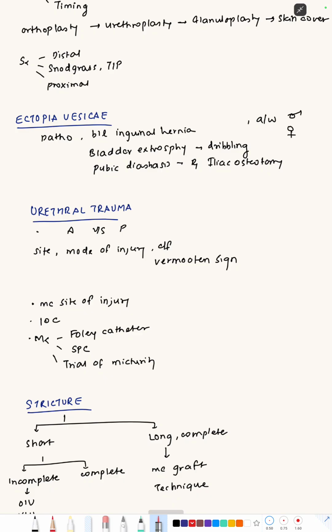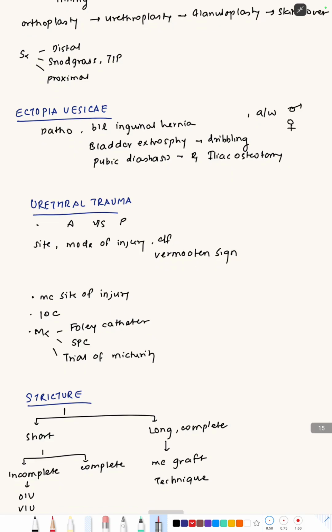Then management: Foley's catheter should not be used. If we catheterize this patient, then the partial tear can give rise to a complete tear. If the bladder of the patient is found to be full, that is, if acute retention of urine is present, in that case suprapubic catheterization is done. And if the bladder is not full and the patient does not have much discomfort, then in that case a trial of micturition can be given.